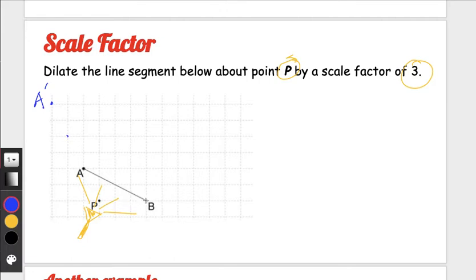Move 3 spaces to the right. That's one movement. 1, 2, 3. This is the second movement. 1, 2, 3. This is the third movement.